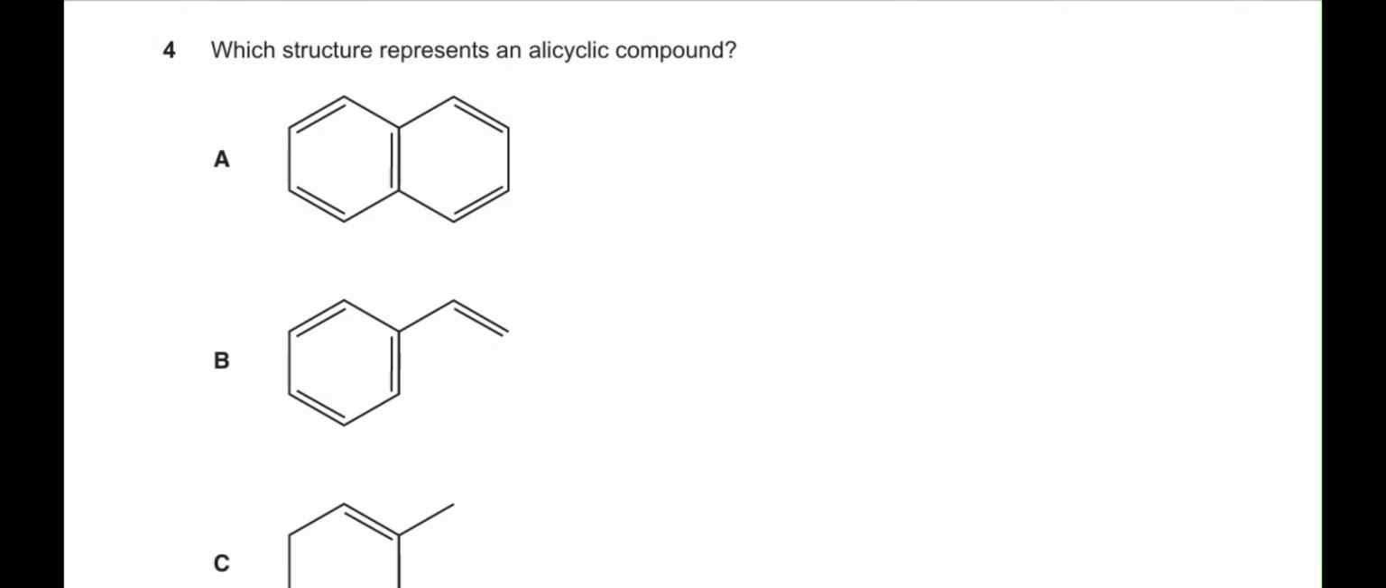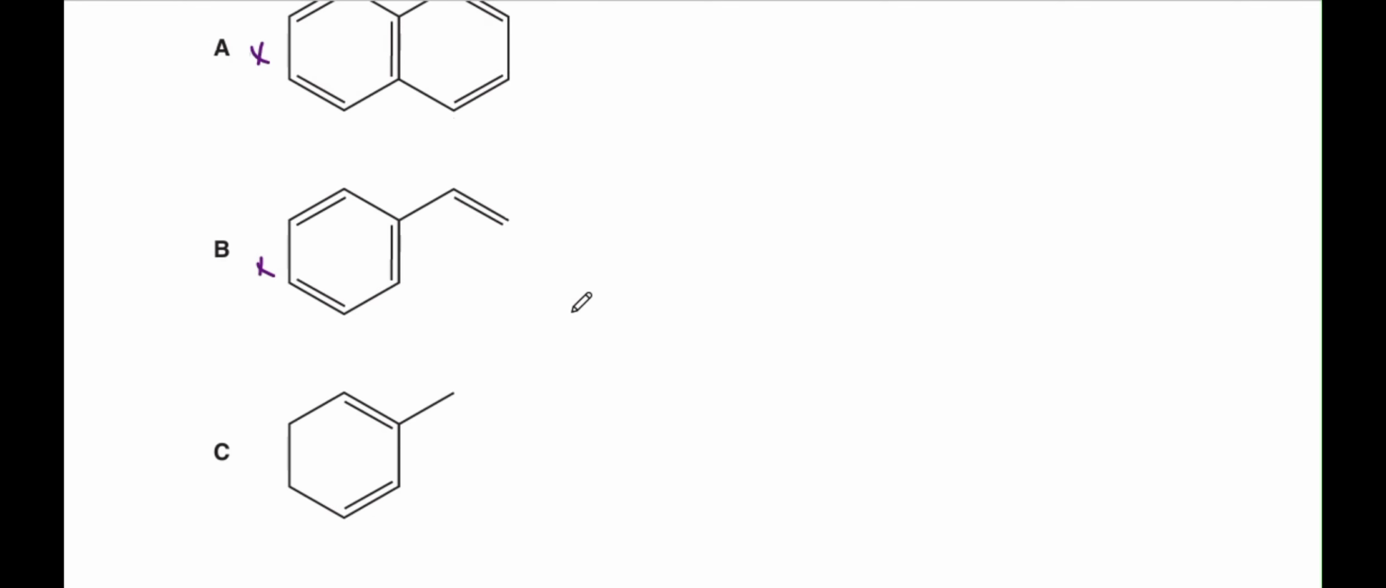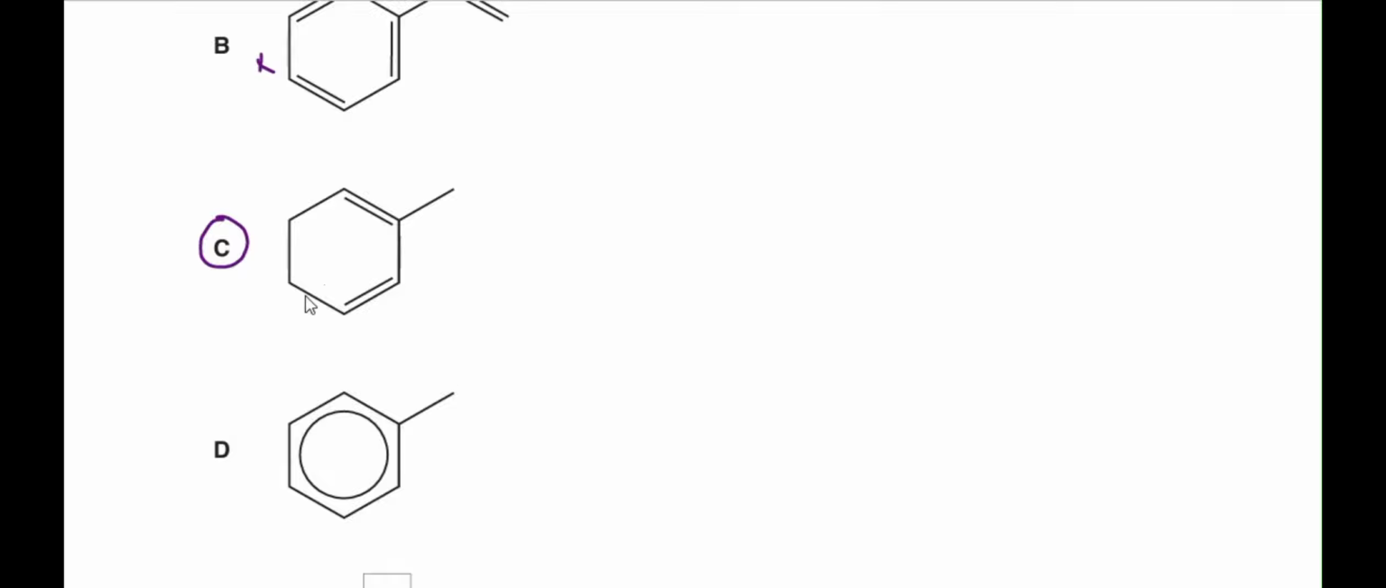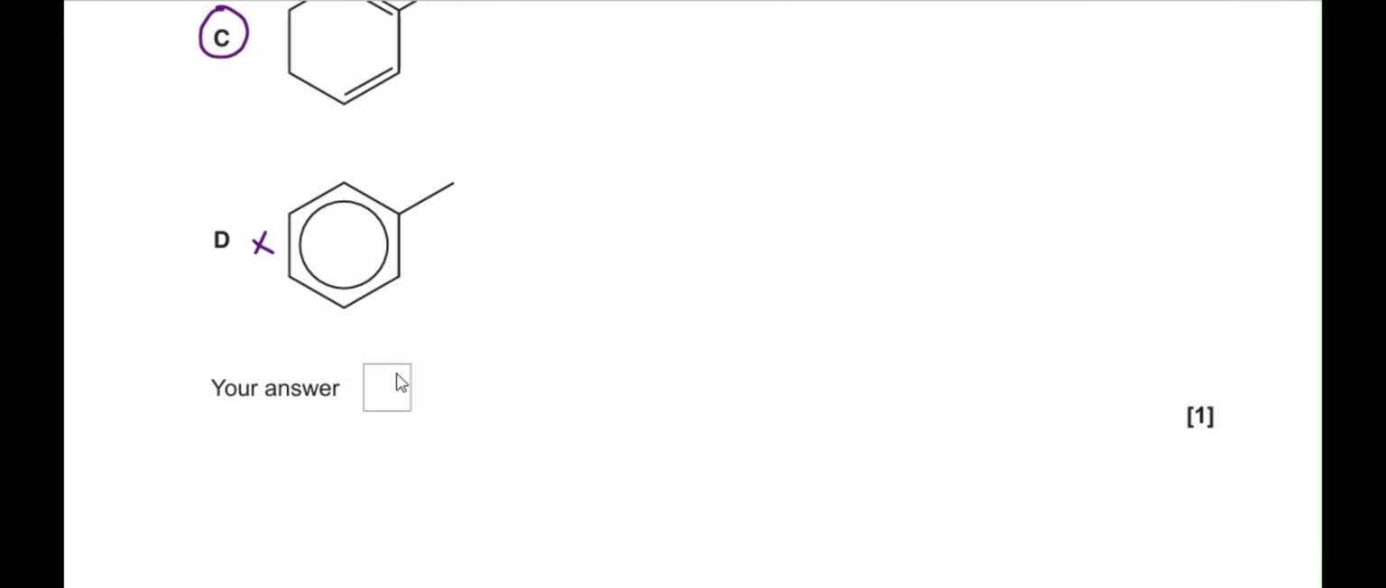Question 4. Which structure represents an alicyclic compound? So we should look for a structure which does not have a benzene ring in it, but at the same time has a cyclic shape. This has benzene, this has benzene, this does not have benzene. So it could be our structure. This has benzene, and therefore C is our correct answer.